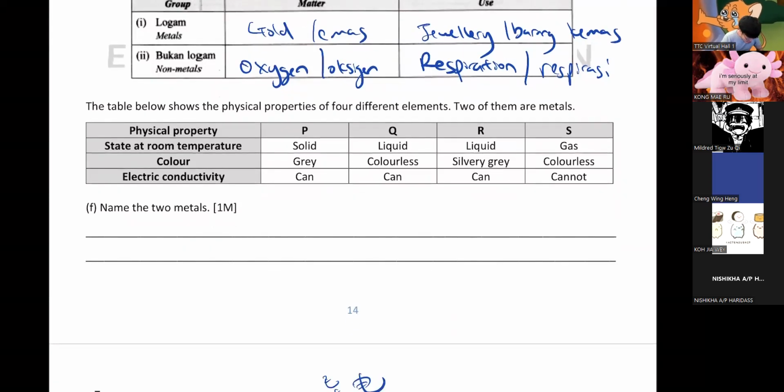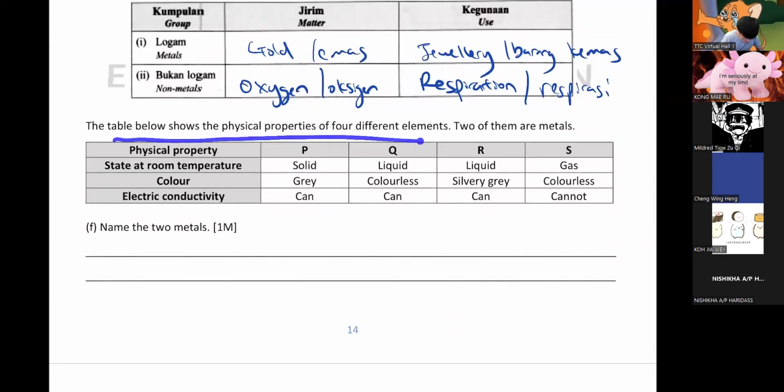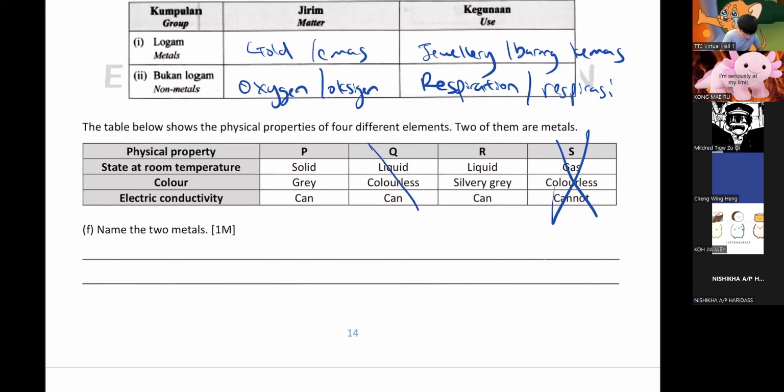All right. So anyway, the table below shows the physical properties of 4 different elements. 2 of them are metals. Let's guess which are the metals. First of all, let's look at the state. Solid, liquid, liquid. Please don't say liquid is out. Mercury is liquid though. Gas is definitely out, there's no such thing as a gas metal. Then gray color, silver gray. Q is definitely out because it's colorless. And then electrical conductivity, can and can. So I think R is mercury. So both of these are metals, which is P and R.